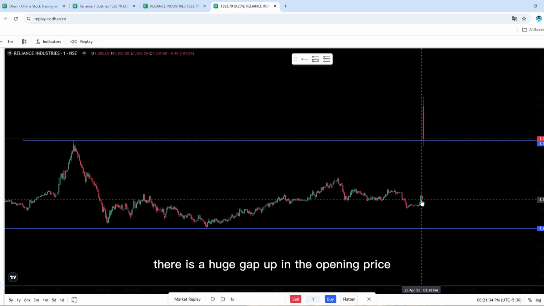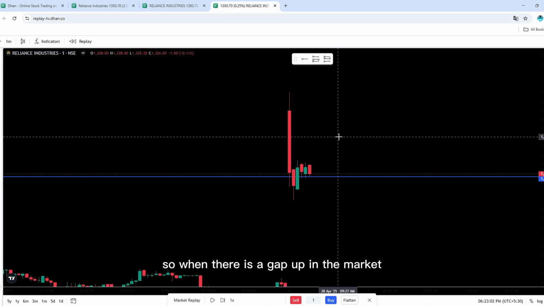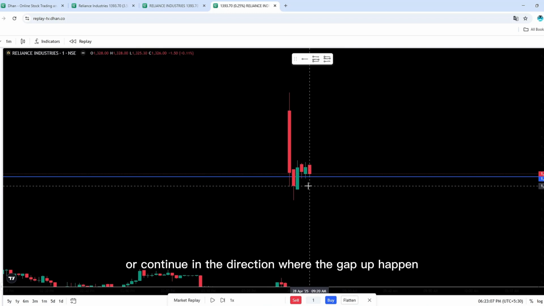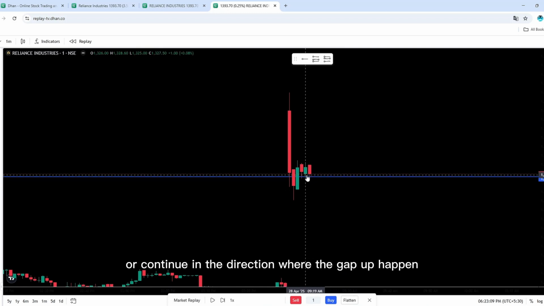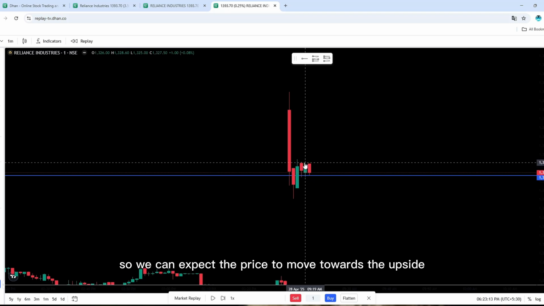As you can see, there is a huge gap up in the opening price. It is also gapping up above the previous day level. So when there is a gap up in the market, price usually tends to do two things, which is fill the gap or continue in the direction where the gap up happened. So in this case, price is gapping upside, so we can expect the price to move towards the upside.